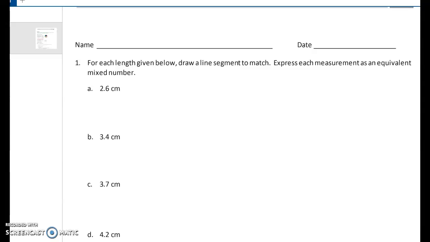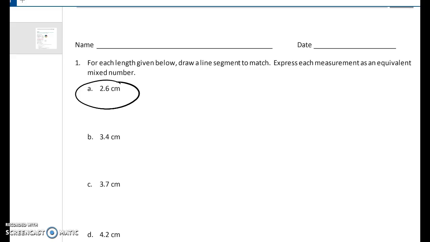Okay guys, so now we're going to be looking at our problem set and trying to get started so you can remember how to do these problems. Number one wants us, for each length that is given below, you can see the lengths right there, to draw a line segment to match it. Earlier we were using our centimeters and our rulers. We don't have to do that this time. This time you can kind of just guess it, okay?